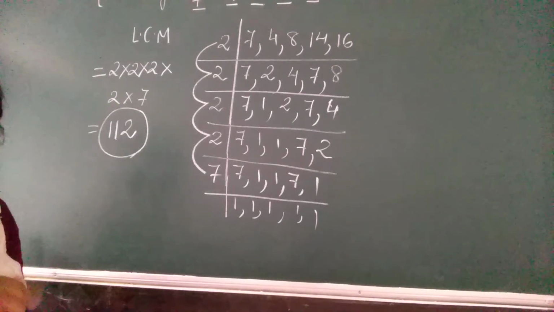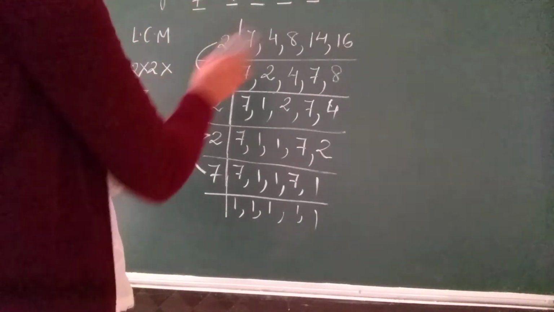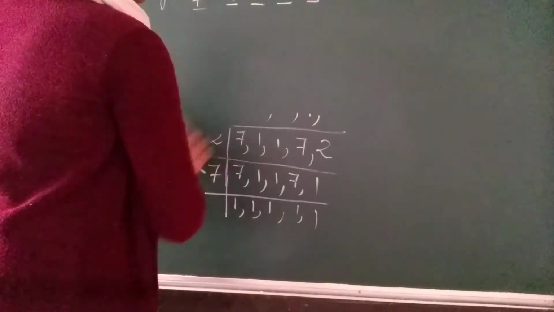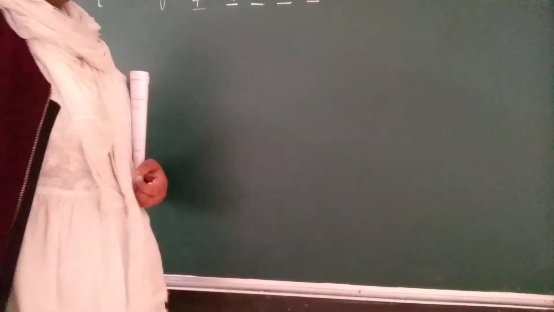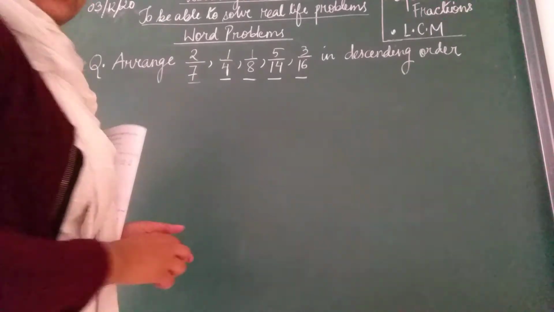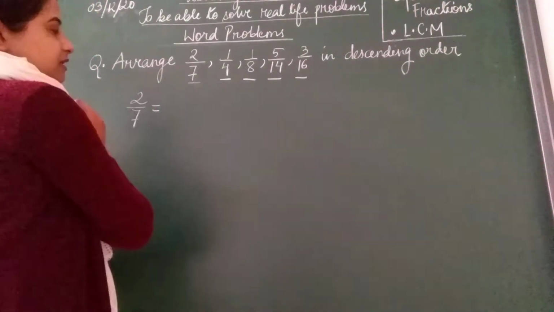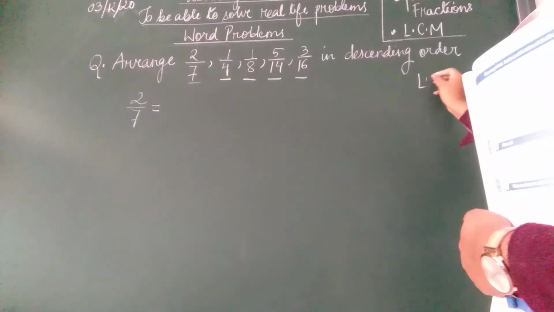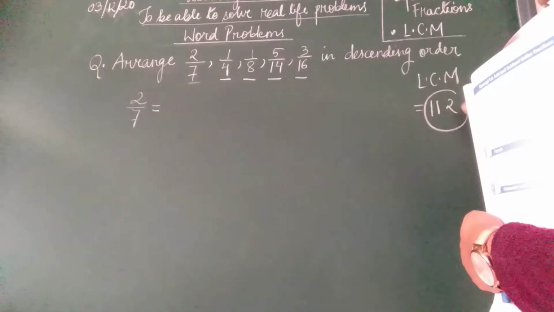Alright, now let me rub this part and we are going to change the denominators to 112 for each fraction. So, taking the first fraction, 2 by 7. Let me write down the LCM at this corner. LCM is equal to 112.